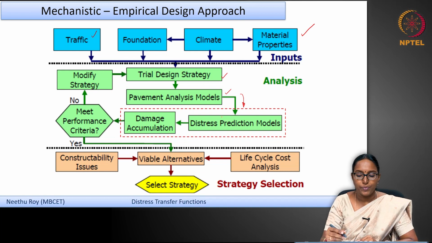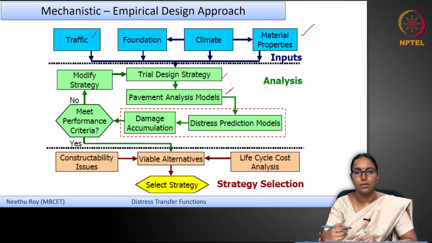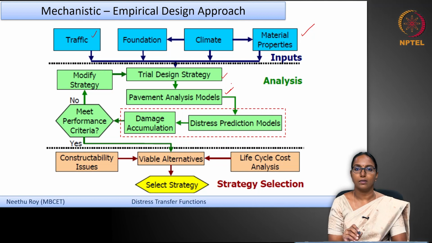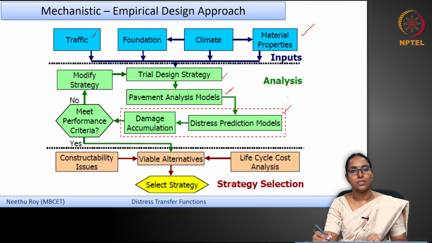So, two aspects are here. One is the structural analysis of the structure, in terms of theoretical analysis like the layered elastic theory that we use to find the critical stresses and strains. The second aspect is the distress in the pavement structure. The first aspect we have already discussed in this course. Now, we are going to see how the distress is predicted in a pavement structure.